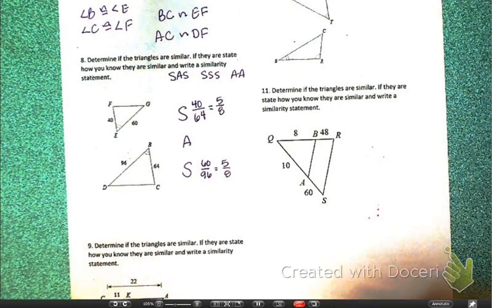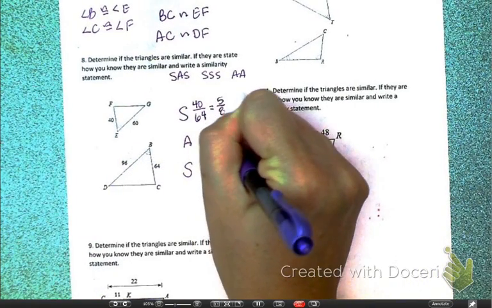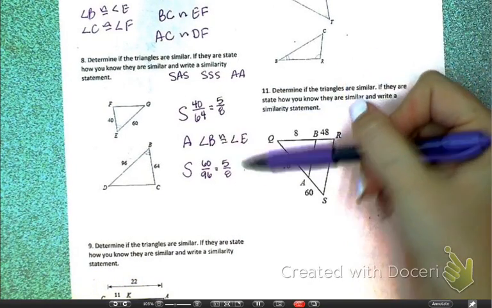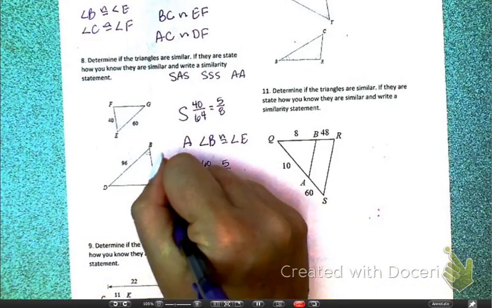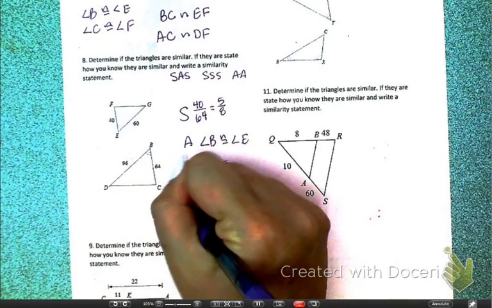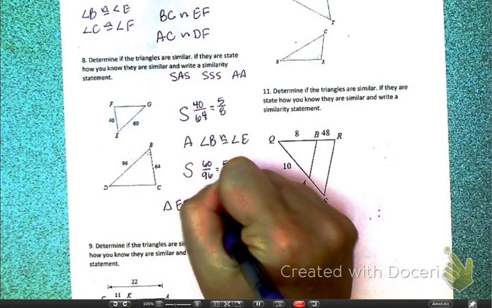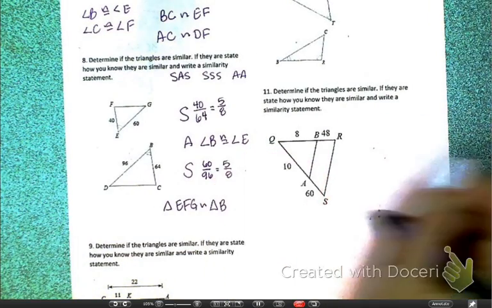Is there an angle that's congruent? Yeah. B and E. It has the two markings. You were able to fill in all three pieces, which means those triangles are similar, and we're going to write a similarity statement. So triangle EFG is similar to what triangle? EFG would be similar to BCD.